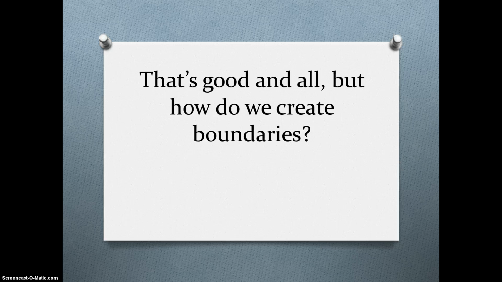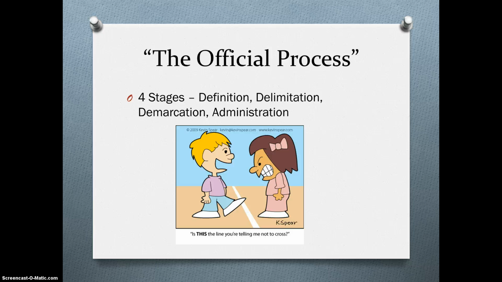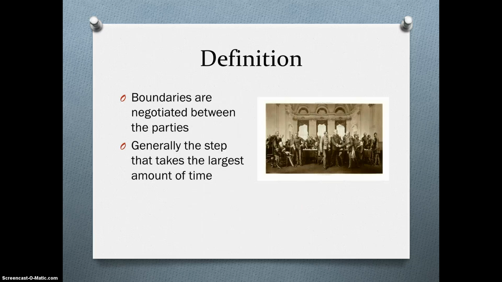That's good and all, but how do we create boundaries? There's an official process for creating boundaries, and there are four stages for it: definition, delimitation, demarcation, and then finally administration. The first step is definition. In the definition stage, boundaries are negotiated between the two or more parties.